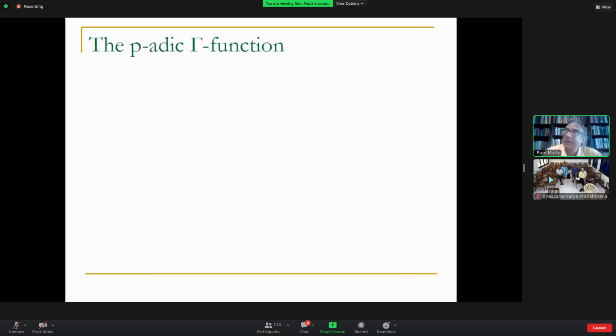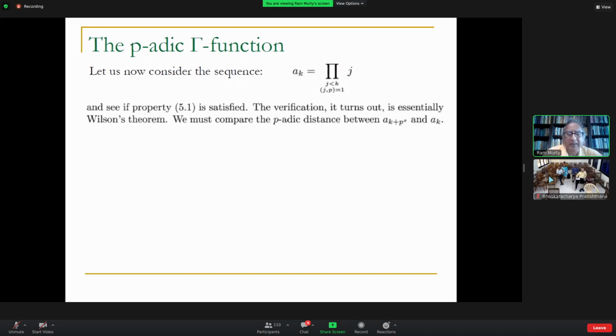So in the case of the p-adic gamma function, let's now consider the sequence. I told you we just simply cannot take the factorials because the factorials are going to 0 p-adically. So we remove those numbers which are divisible by p, and only take the product of the numbers j less than k, where j is co-prime to p, and that's our sequence. And let's just check if that condition 5.1 is satisfied or not. And the verification turns out essentially to be Wilson's theorem.